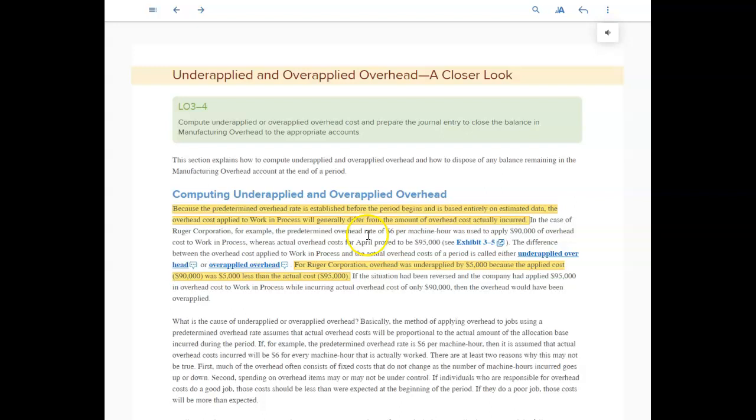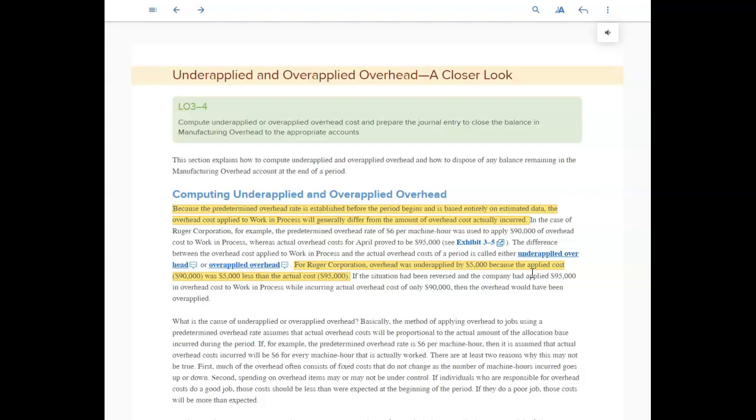So when we apply overhead, we take this estimated predetermined overhead rate and apply it. Yes, we do apply it on the actual machine hours used for every job, but this is an estimated rate. So we are estimating the overhead as we apply it to production. So I said a minute ago, the overhead was underapplied by $5,000 because the applied cost of 90 was $5,000 less than the actual cost of 95 for this period. In this production costing approach, you're always going to have at the end of the accounting period either under or over applied overhead. You're never going to be perfect on these estimates.